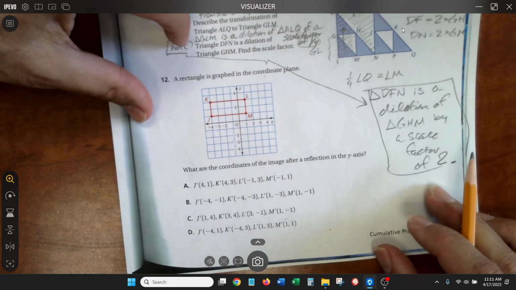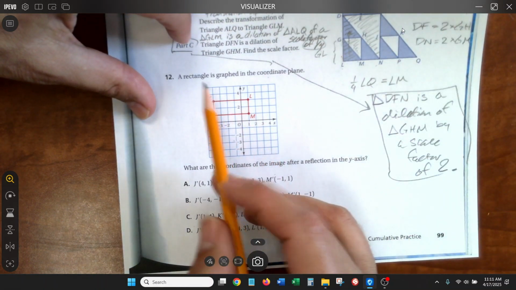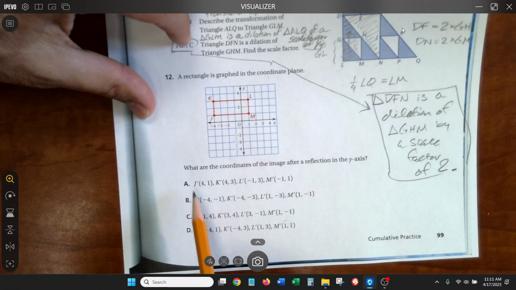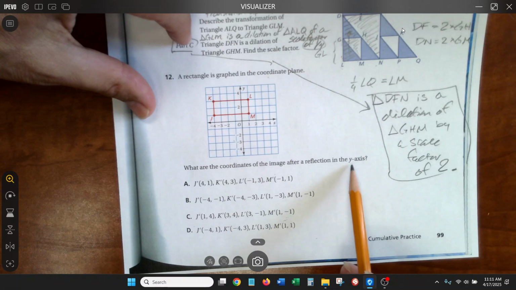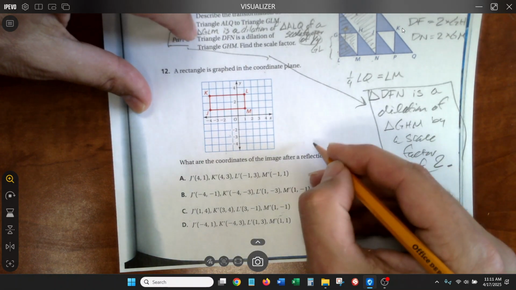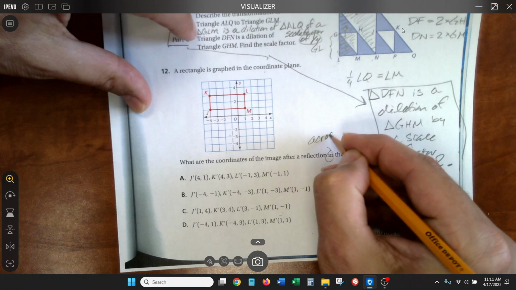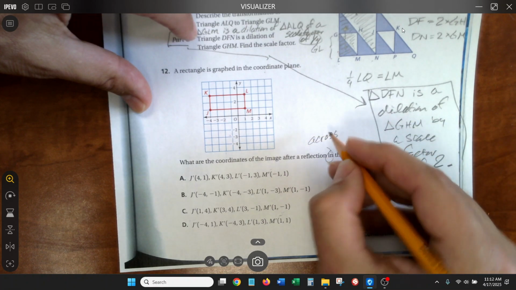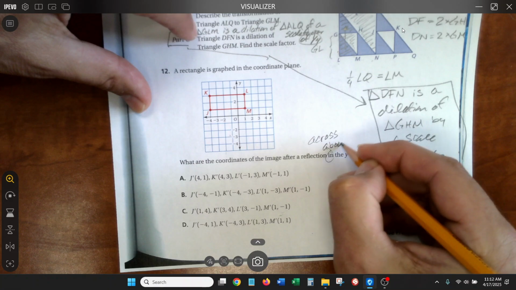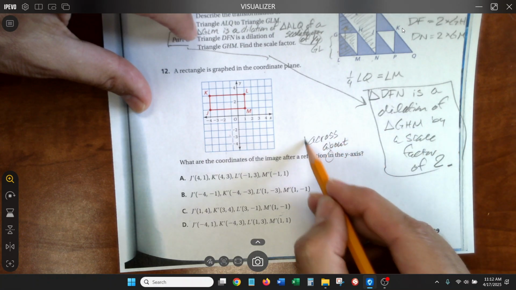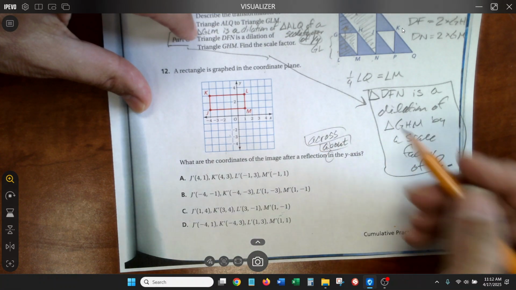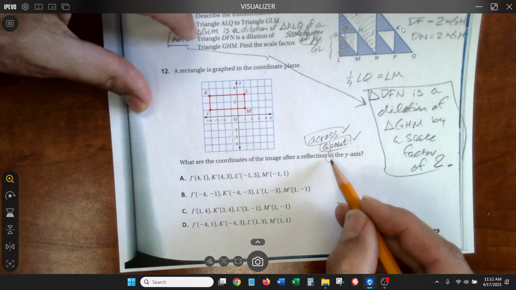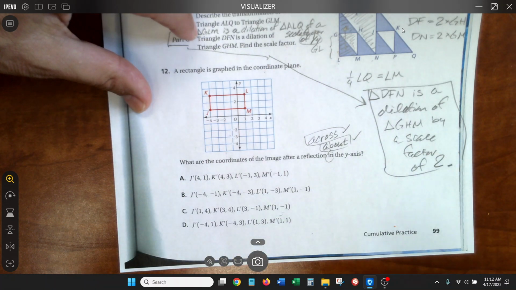Okay, I think this is the last one. Number 12. A rectangle is graphed in the coordinate plane. What are the coordinates of the image after reflection in the y-axis? Remember, in means across the y-axis or about the y-axis. So you can use either across or about. I prefer these two to in the y-axis.